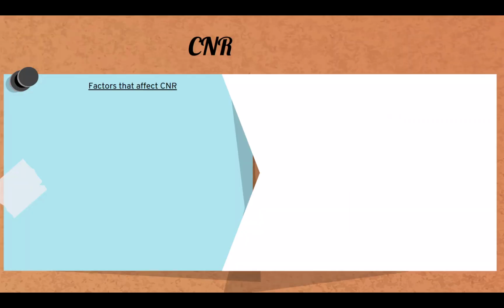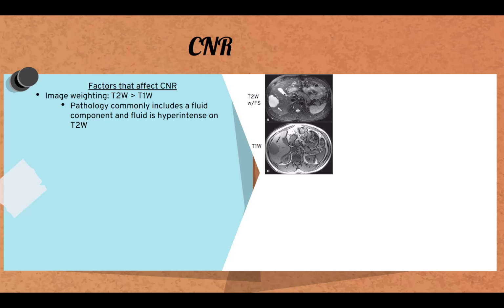Factors that affect CNR. Image weighting. With T2 weighting, you get better contrast to noise ratio because pathology commonly includes a fluid component, and fluid is hyper-intense on T2 weighting. As you can see with this lesion here in the liver on this T2 weighted scan, which appears hyper-intense, so the contrast to noise between the normal liver tissue is high. Compared to down here with a T1 weighted image, it's hard to see that lesion with the background of the normal liver tissue because they're almost the same shade of gray.